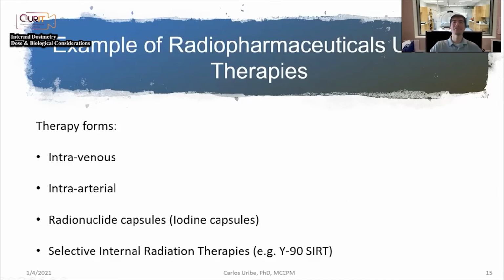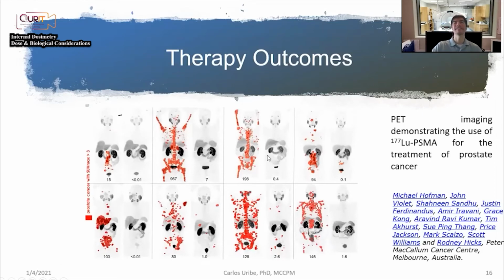What are some therapy outcomes? We've seen this figure before, and this is PET imaging demonstrating the use of lutetium PSMA for the treatment of prostate cancer. Everything that you see in red in the first scan is a prostate cancer tumor. It has metastasized around the body in all these 8 patients. But after lutetium PSMA therapy, look, it has amazing results. It has successfully been able to remove most of the tumors in most of these patients. So that's why it's been so interesting.